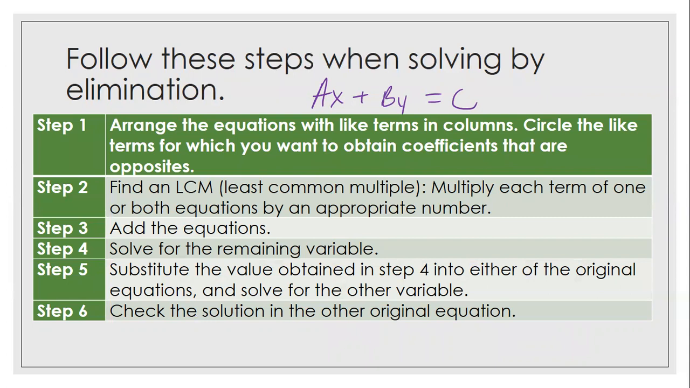The goal is that you need one pair of the coefficients to be opposite signs, which means that one needs to be positive and the other needs to be negative. You want to find the least common multiple. Least common multiple is the smallest number that each coefficient divides into. And then we're going to add the equations and solve for the remaining variable. Okay, step 5 is a little bit flexible. Step 5, we either can substitute what we got into step 4 back into one of the originals, or we can repeat steps 1 through 4.